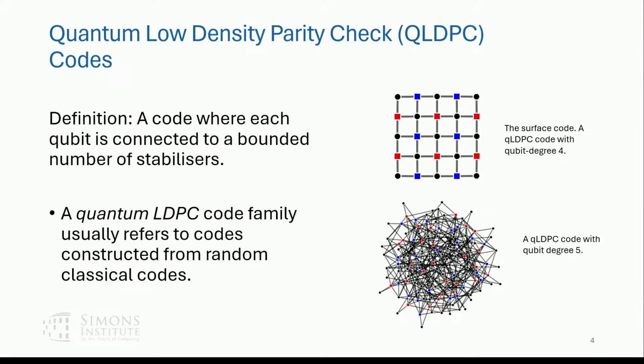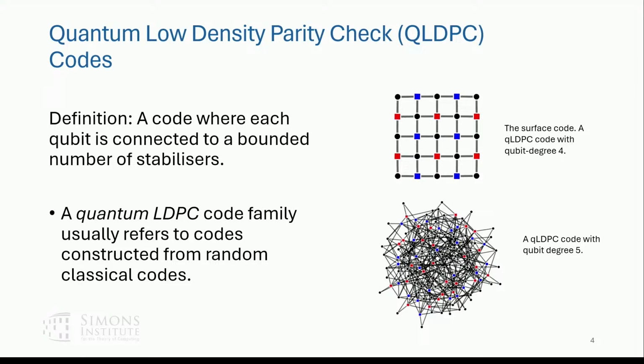Okay, so what is a quantum LDPC code? This was nicely explained in the previous talk, but a bit of redundancy never does any harm. A quantum LDPC code is an error correction code where each qubit is connected to a bounded number of stabilizers. If we take this definition at face value, then technically speaking, the surface code is also a quantum low-density parity check code, because each qubit in the surface code is only connected to at most 4 stabilizers.